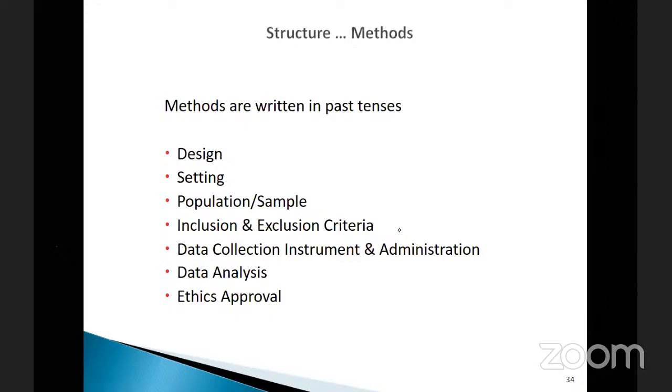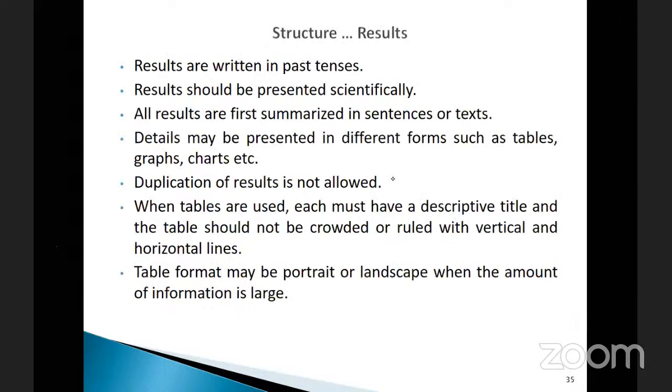The methods are written in past tense, so reported speech. And when you're writing the method, you arrange it like this. You have the design, the setting, sample of population, inclusion and exclusion criteria, data collection instrument and administration, data analysis, then ethical approval. Those will form the subheadings for writing the methods.